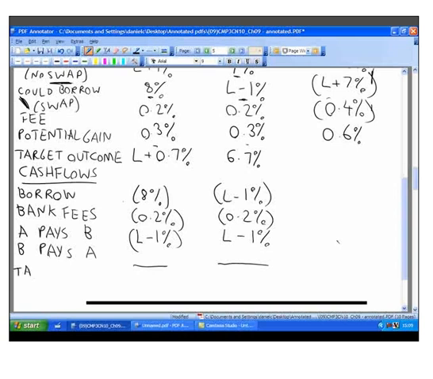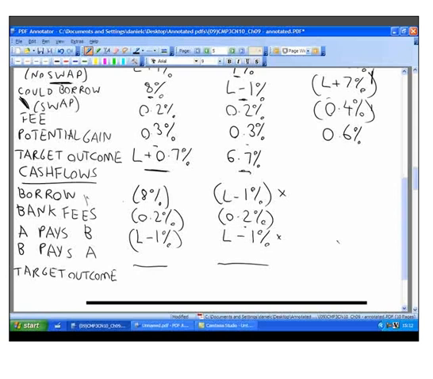They're also paying 0.2% bank fees, and we want to have a target outcome that they are paying 6.7% in total. So how much do they need to pay to bring us to that target outcome of 6.7%? Well, they need to be paying 6.7% less the 0.2% they're already paying. So they need to be paying 6.5% interest to A. A is then receiving 6.5%.